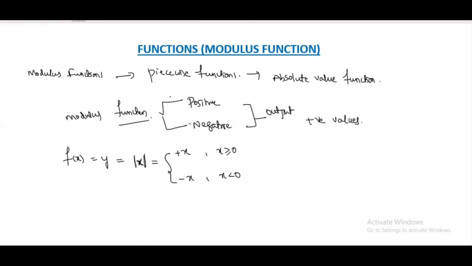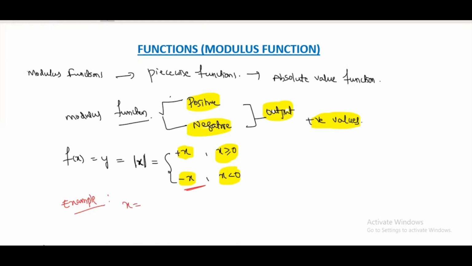So you may get a doubt. Just now you told us that whatever input we give, whether positive or negative, the output is only positive values. But when I define the function, I said it is plus x and minus x. Plus x is when x is greater than or equal to 0, and minus x when x is less than 0. So here I am showing the output as a negative value. What does it mean? I'll take a small example.